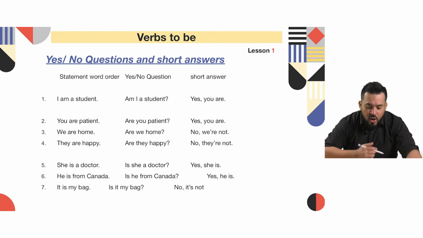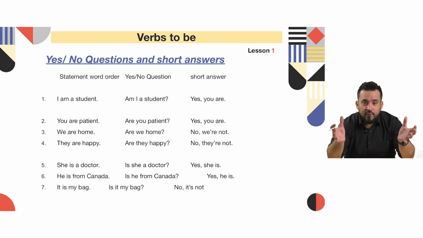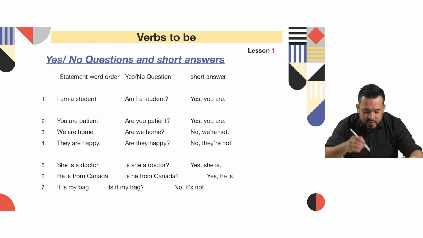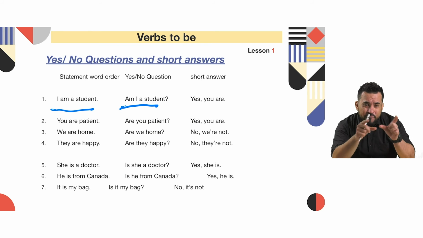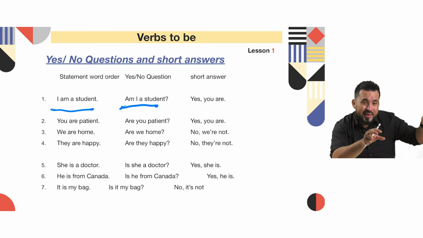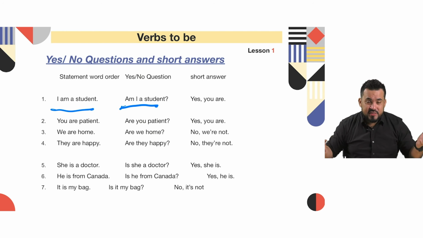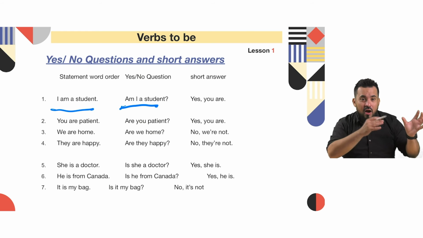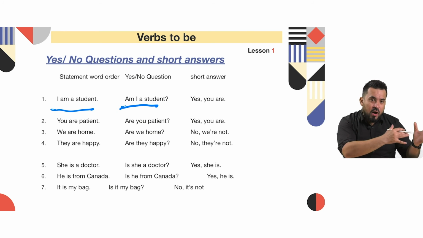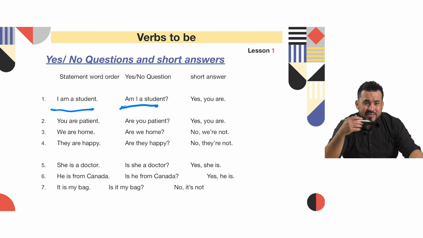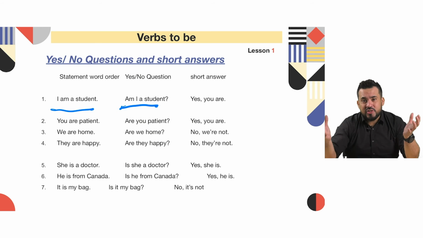All right. Now, question forms. I am a student. Am I a student? So basically we reverse. We take the verb to be and we begin the sentence with it. Instead of saying I am a student, this is an affirmative or positive statement. I am a student. Am I a student? Notice the intonation changes because now we are asking a question.